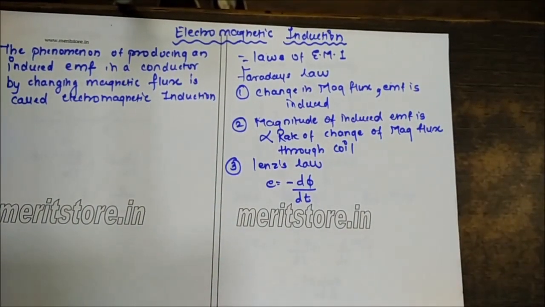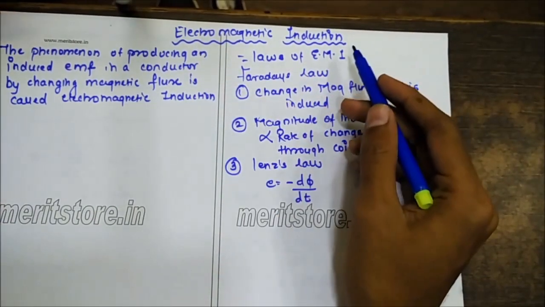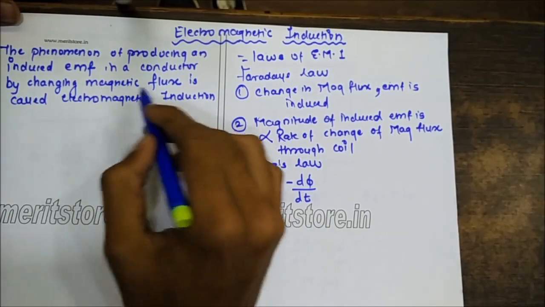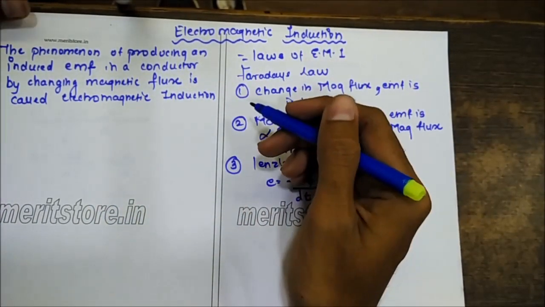Starting with the chapter Electromagnetic Induction. Electromagnetic induction is a phenomenon of producing EMF in a conductor by changing some magnetic flux in the coil. This is called electromagnetic induction.